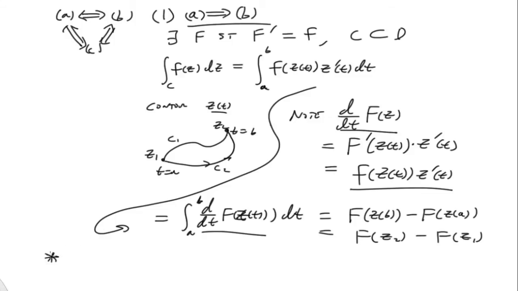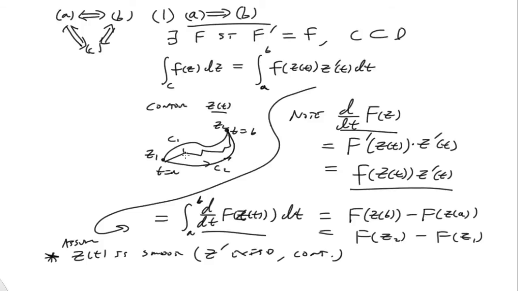And so there's only one little asterisk here, is that we're assuming z of t is smooth, and that means z prime exists and is continuous. And clearly we want contours that are maybe not always smooth. And all we have to do is break it up into pieces and perform the same calculation on pieces, and there's nothing really terribly enlightening about that. Okay, so that proves the first implication, and now the second one.